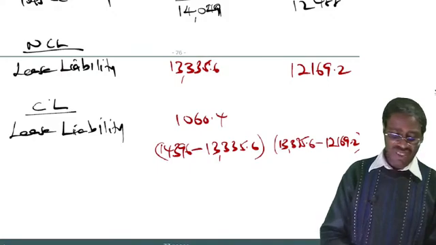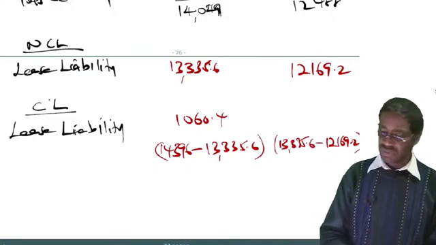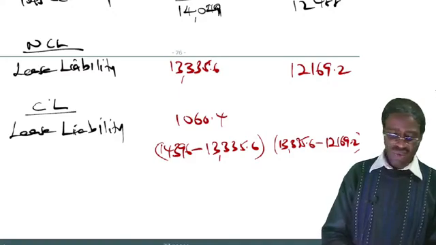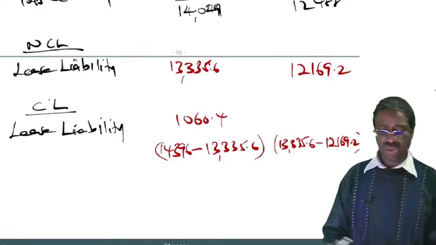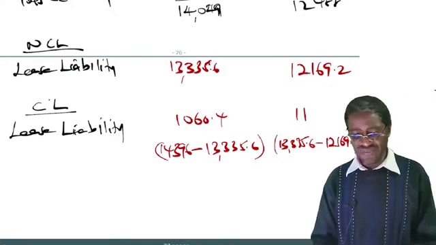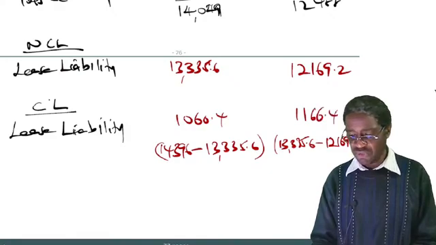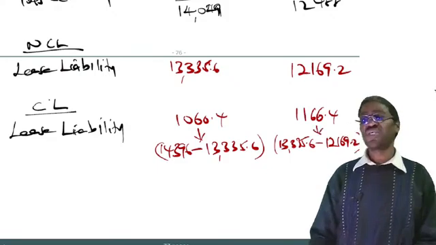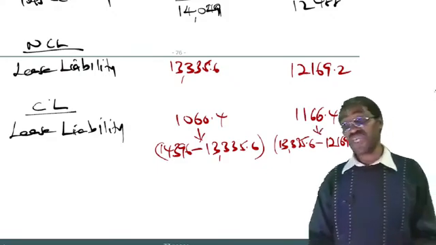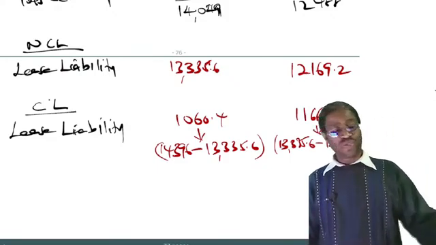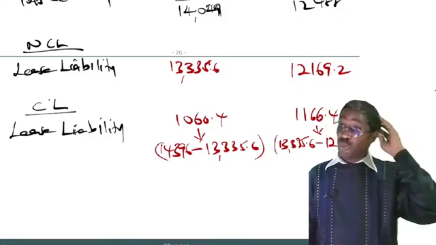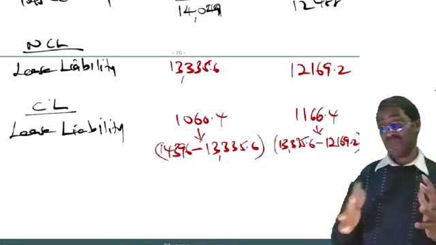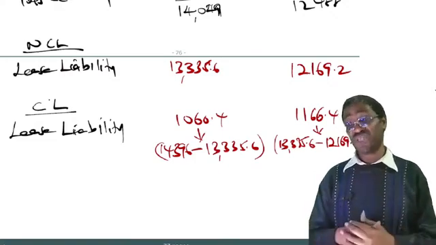Let me take 13,335.6, I minus 12,169.2. Looks like a difference of 1,166.4. So that's how we are getting these figures. Good. So now you can copy those figures now. But maybe before we copy them, let me just explain. Before you copy them, let me just explain. I've said this.